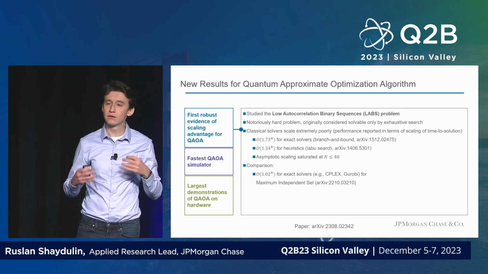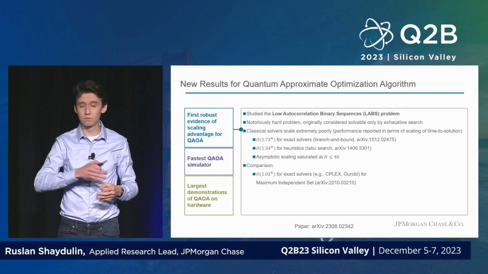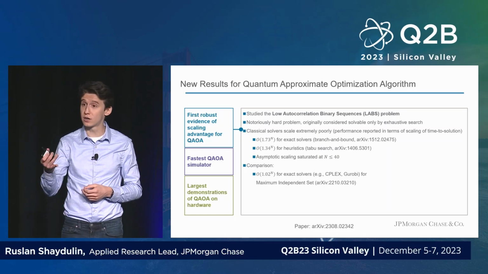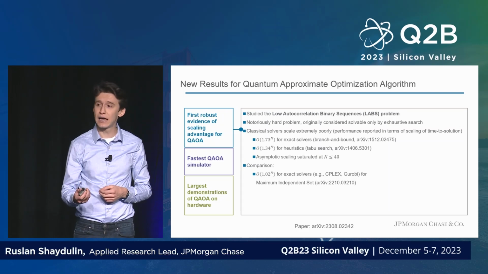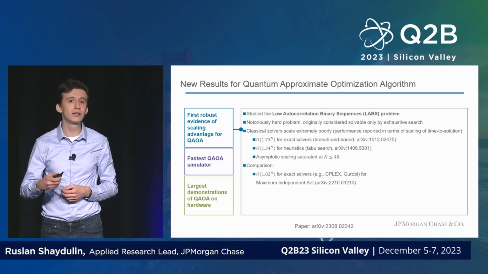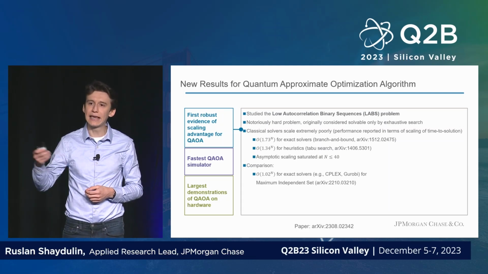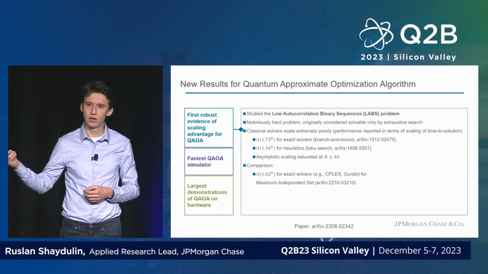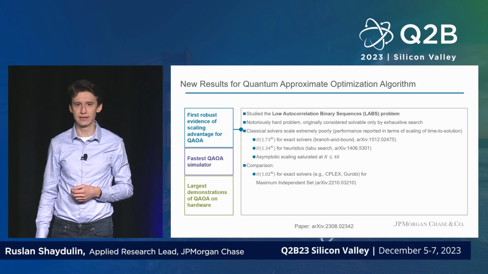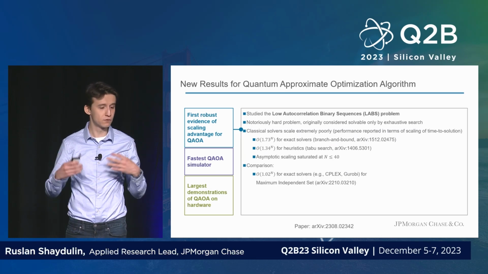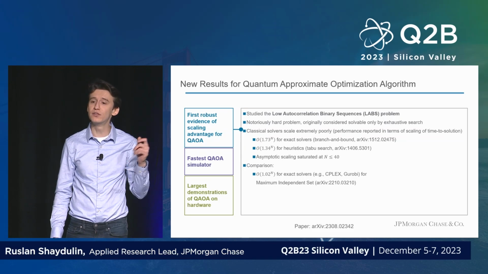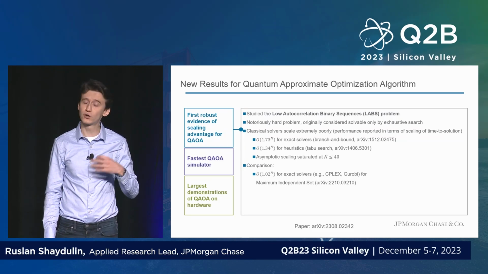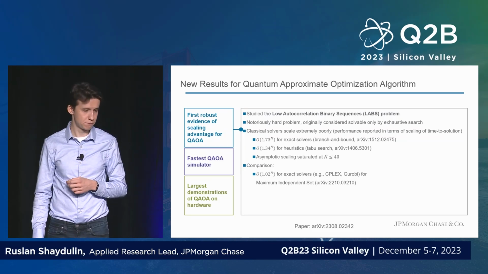Moreover, in classical solvers, there are a lot of papers out there trying to solve this problem better. If you open those papers, you will see that the runtime of classical solvers is reported explicitly in terms of the scaling of their time to solution, which gives us a clear baseline to compare against. For example, for the best exact solvers, which are branch and bound for this problem, the scaling is something like 1.73^n. And for heuristics, it's 1.34^n.